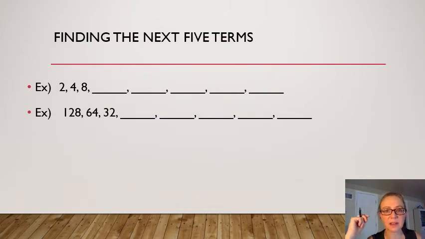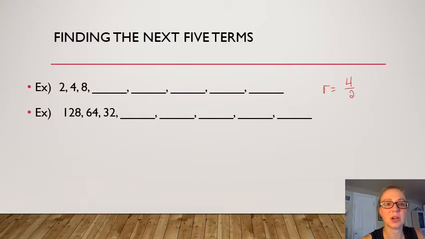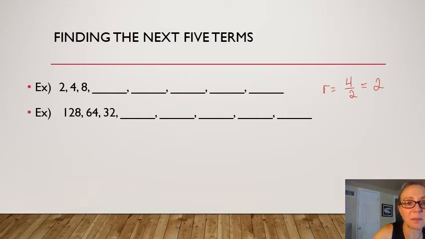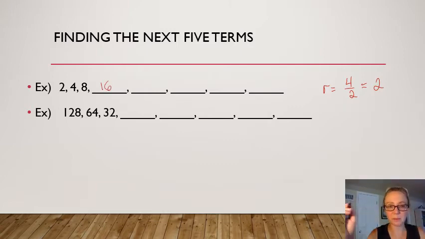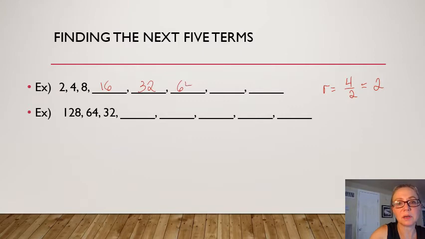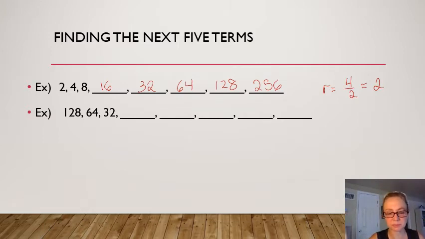We're being asked to find the next 5 terms of these two geometric sequences. So the first thing we're going to establish is the value of the common ratio. Remember, to do that, we pick consecutive terms and we divide. The common ratio here is 2. So the recursive formula tells me that I multiply 8 by 2, and then I multiply 16 by 2, and then I multiply 32 by 2, and so on, and generate the next 5 terms of that particular sequence.